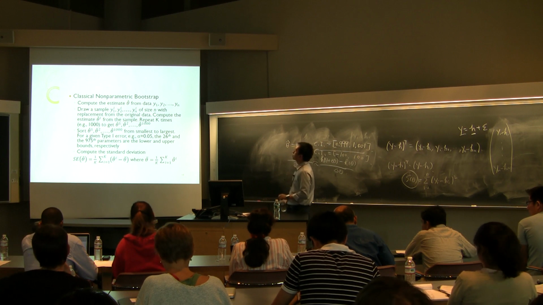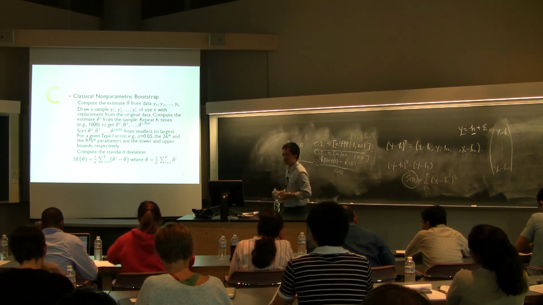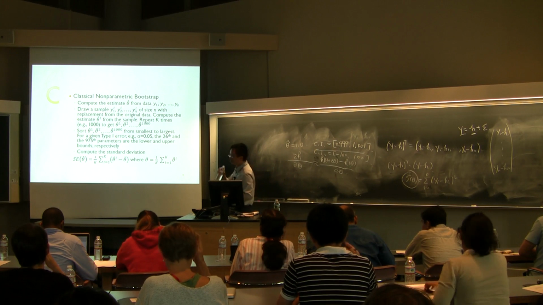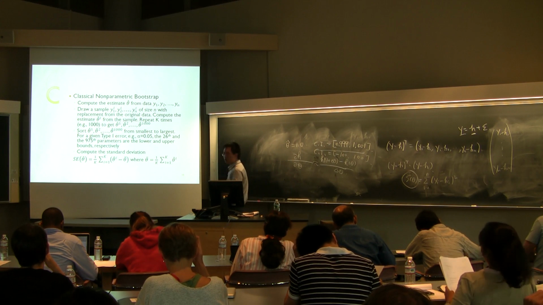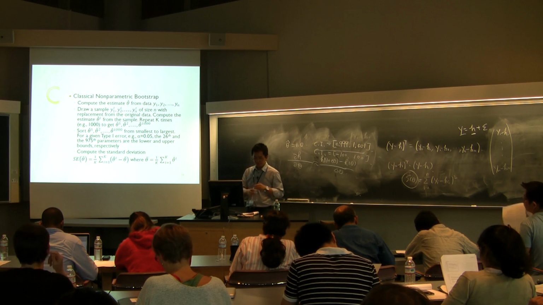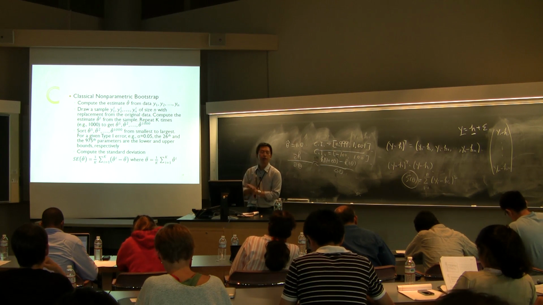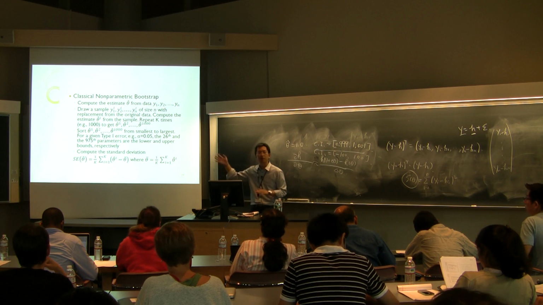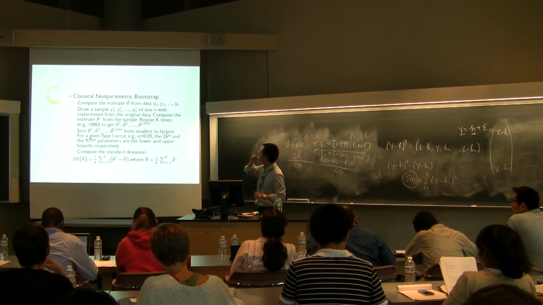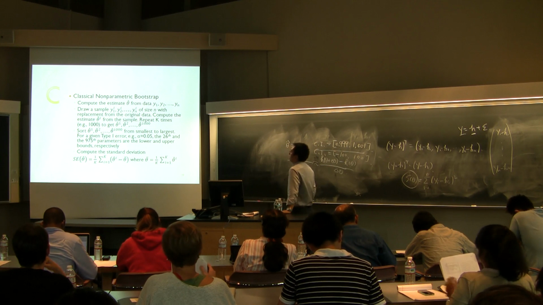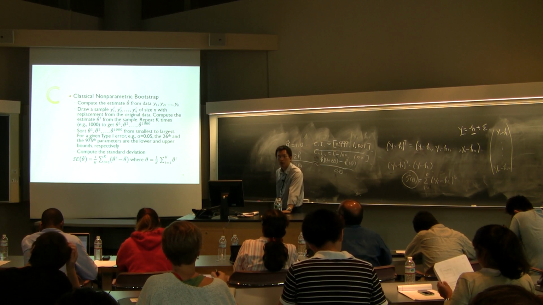Now let's first look at the classical nonparametric bootstrap. Let me go over the basic steps first, then I will actually give you an example. If you don't understand when I talk about the steps, that's fine for now. First, we compute the estimate from the real data set y1 to yn.